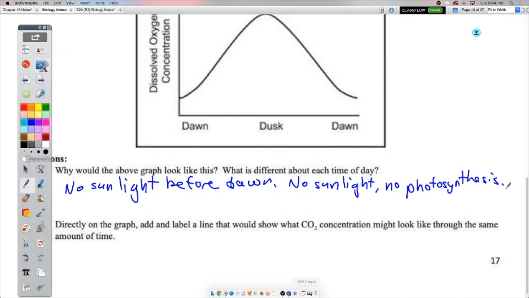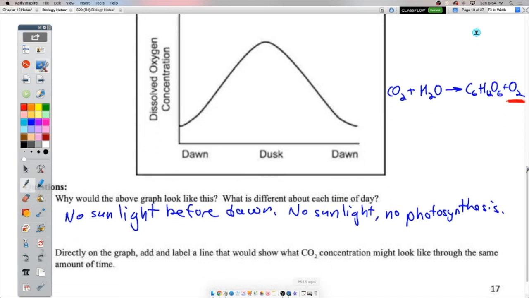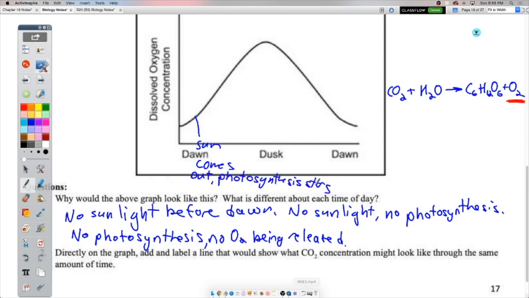Okay, now if there's no photosynthesis, remember, what does photosynthesis do? It takes carbon dioxide and it makes more oxygen, right? So no sunlight, no photosynthesis, no oxygen being released, right? But then the sun comes out. The sun comes out at about dawn, right? And so what do plants start doing? They start doing photosynthesis. And if they're doing photosynthesis, what are they making? They're making oxygen, right? So notice the sun comes out here and photosynthesis starts. So oxygen is being produced.